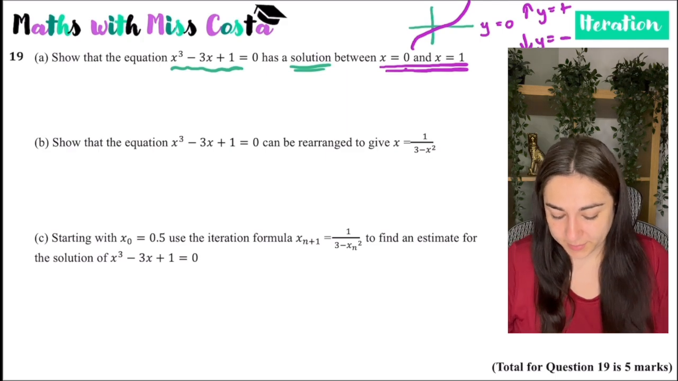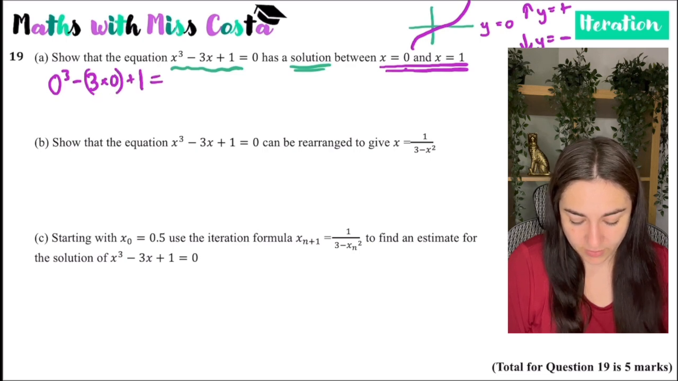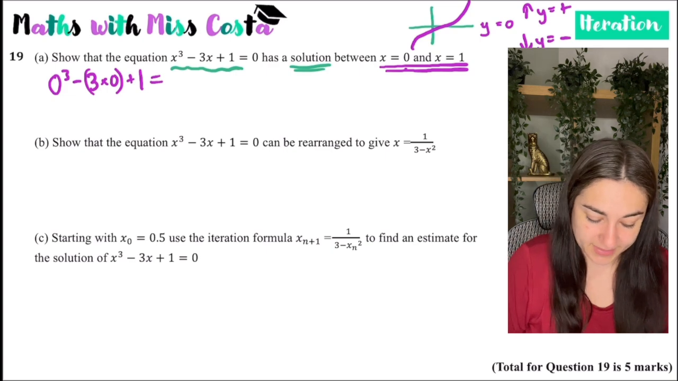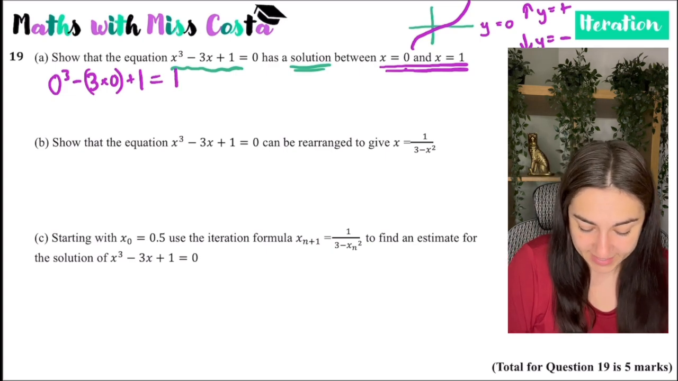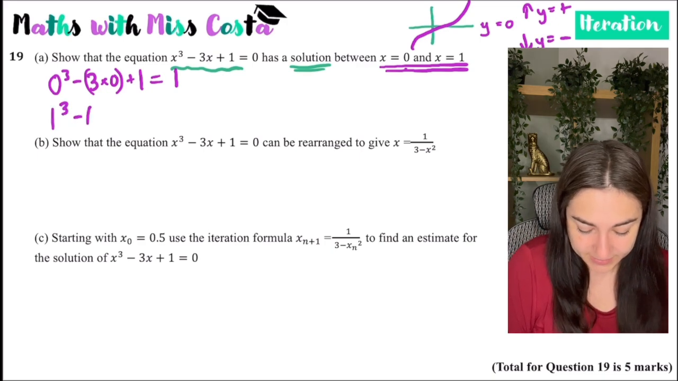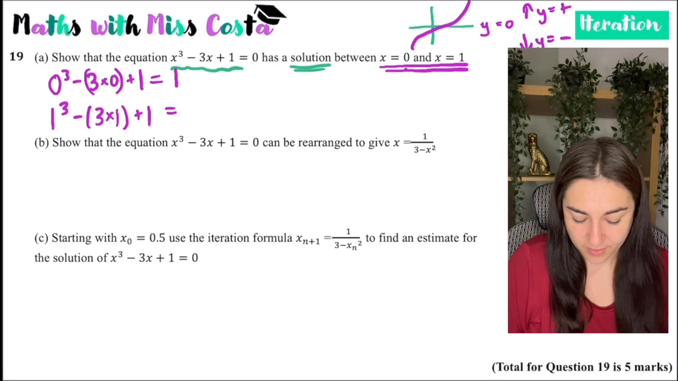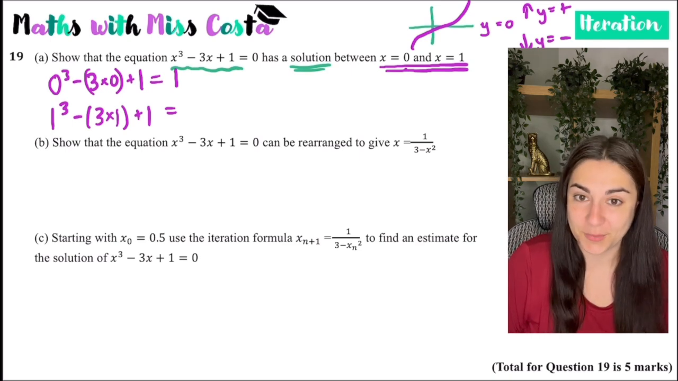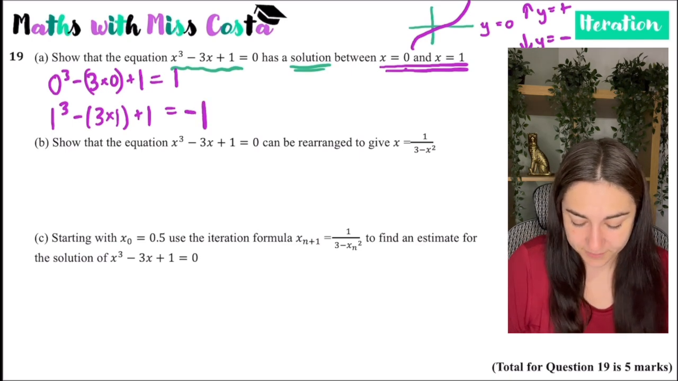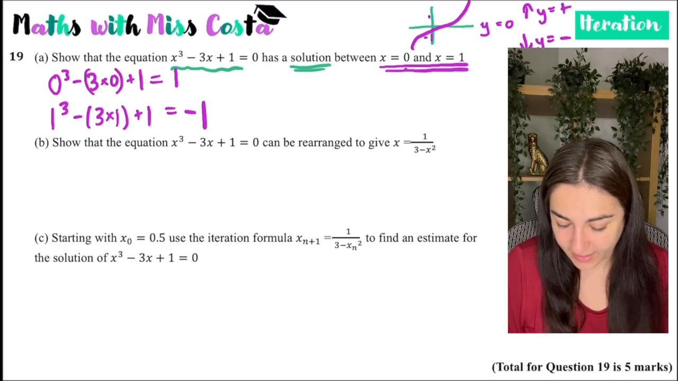So what we do is we substitute the values in. So first of all, we'll put 0 cubed minus 3 times 0 plus 1 equals, and then 0 cubed is 0, 3 times 0 is 0, so that equals 1. So what we're hoping for is that the next part is a negative. So 1 cubed, take away 3 times 1 plus 1 equals, well, 1 cubed is 1. 1 take away 3 is minus 2. Minus 2 plus 1 is negative 1. So I know that the y values are going to be negative 1 and 1.